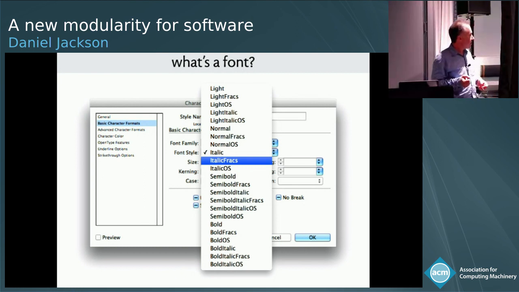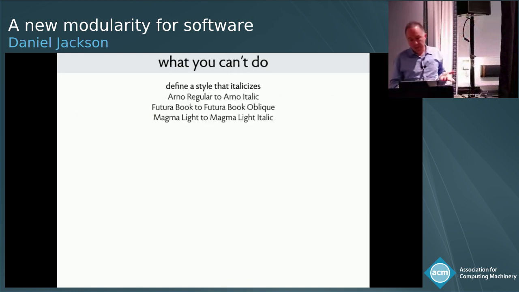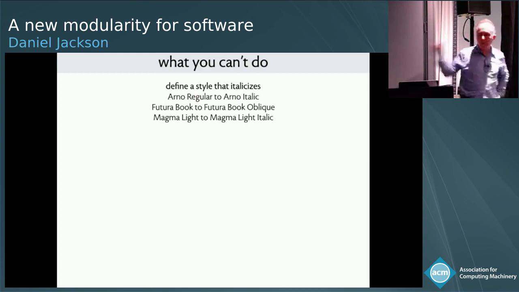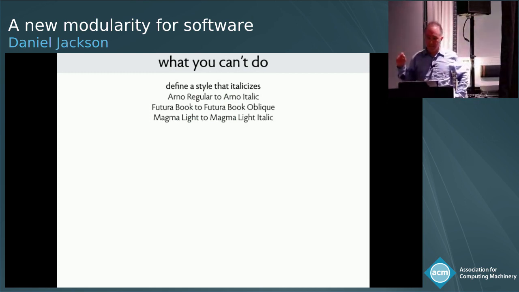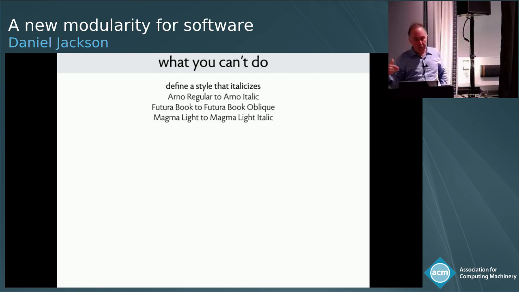But notice that there are things that actually are sort of italic-y that aren't called italic, like light italic. So the result of this is that you cannot actually define a style that italicizes, because it will only work on certain fonts that call their italic italic. For example, if your main font is Arno, well, then you get lucky, because Arno's italic is called Arno italic. But if you are using Futura Book, unfortunately, Futura Book's italic is called oblique, so that won't work. Similarly, if you're using Magma Light, it turns out that Magma Light's italic is called light italic, right? So basically, this style setting doesn't work.